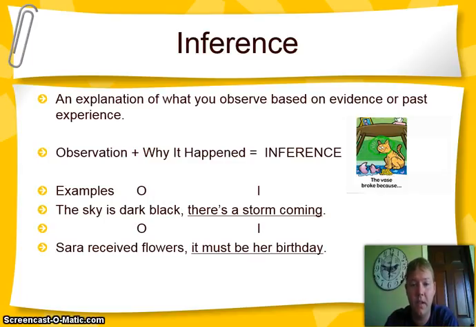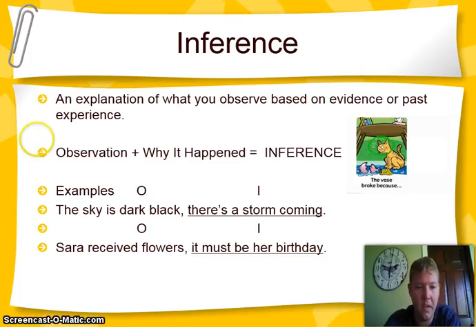That's an inference. Take a look at the cat over there that knocked the vase down. The vase broke. Well, that's an observation. I observed the vase is broken. Now I want an inference, so now I have to explain that observation. Why do I think that vase is broken? My inference is the cat probably knocked it off the table. That's how an inference works.